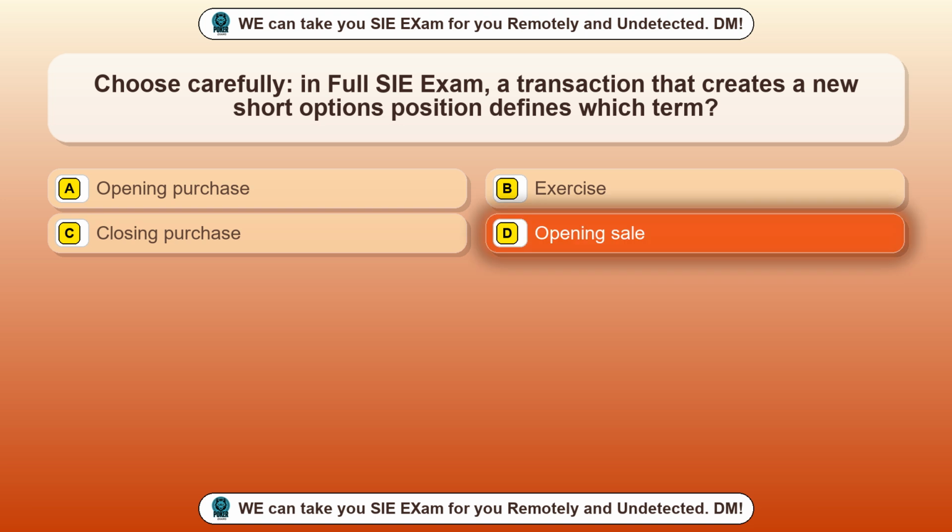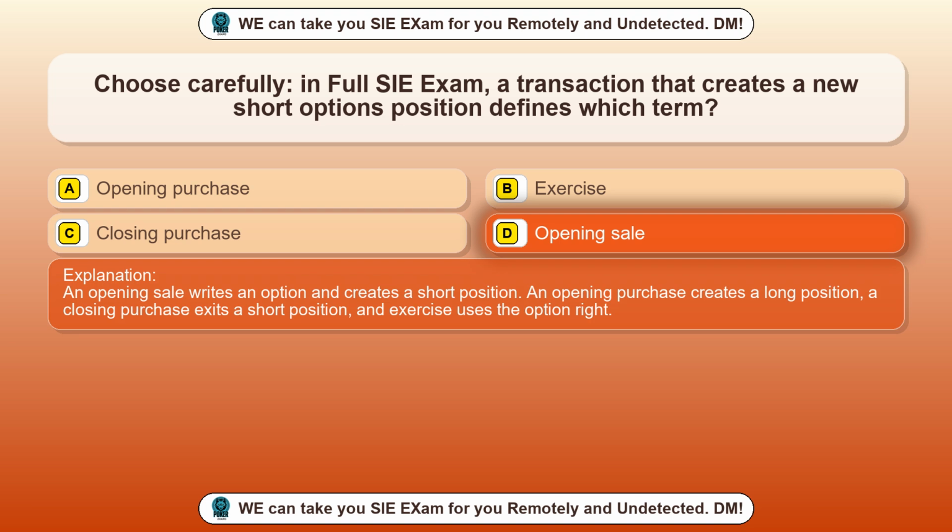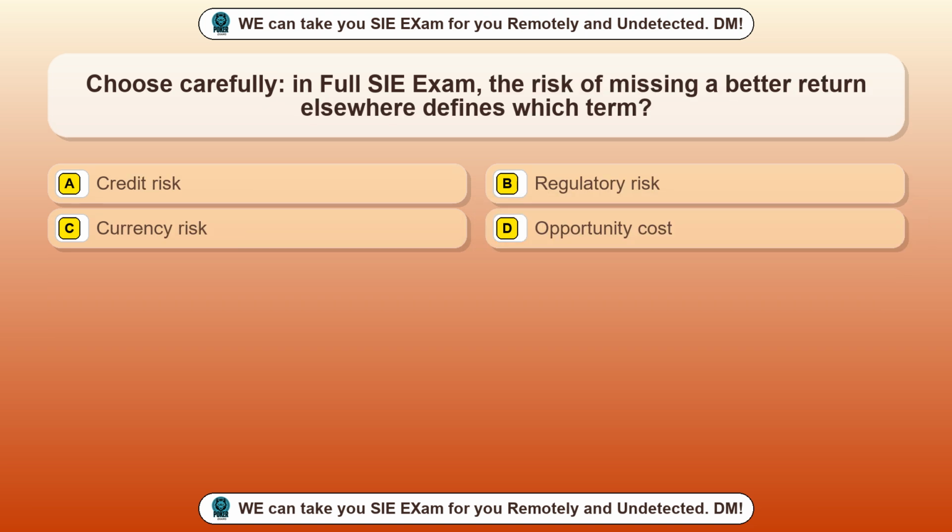The correct answer is option D, opening sale. An opening sale writes an option and creates a short position. An opening purchase creates a long position, a closing purchase exits a short position, and exercise uses the option right. Question 93. Choose carefully in full SIE exam.